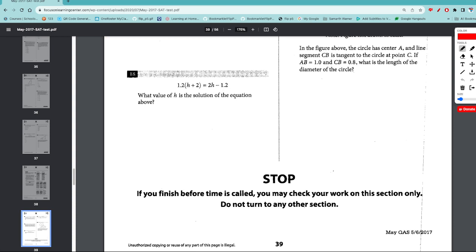What value of h is the solution to the equation above? Oh my dear goodness gracious. No, it's fine. Here we have 1.2. Okay. We're going to solve for h, right? Yeah, let's just do it like normal. So we get 1.2h plus 2.4 is 2h. Why am I writing so big? I don't know. Someone help me.